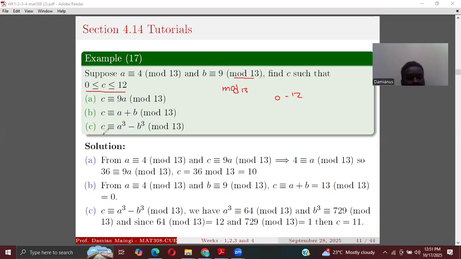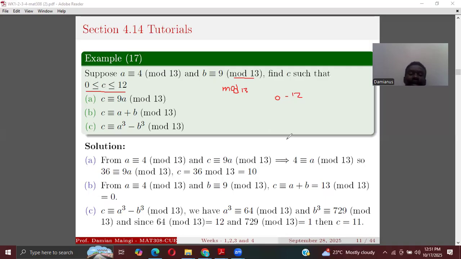And the last one is C is congruent to A cubed minus B cubed mod 13. All right, so here I just look at B and C, or whichever it is, very quickly. Now, let's look at this. So here you're looking for C that is congruent to 9A mod 13.